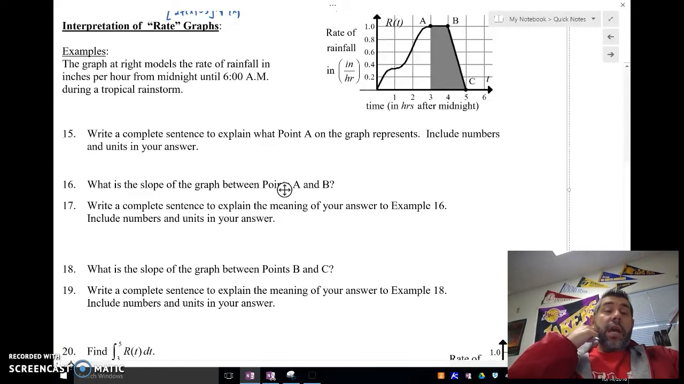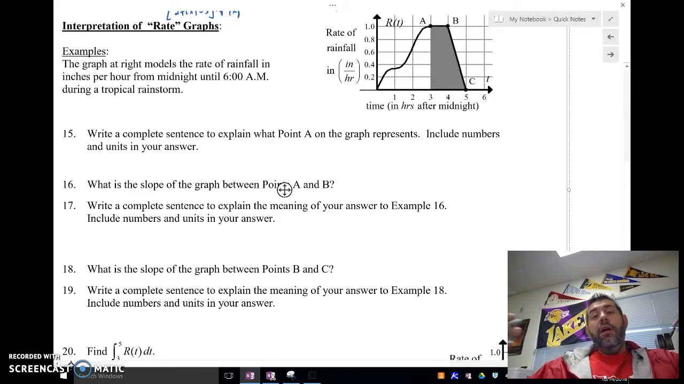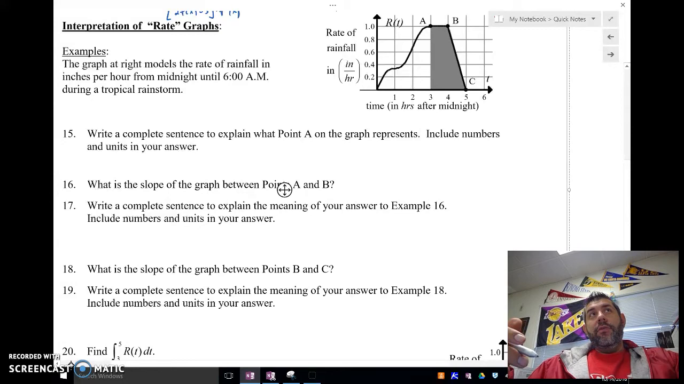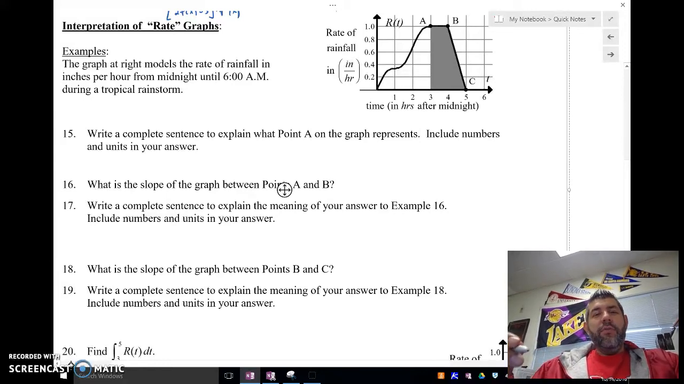So what I have right here is a graph of the rate at which rainfall comes down between midnight and 6 a.m. We have to remember that this graph is a rate graph, a graph of the rate of rainfall. Anything that's a rate is the derivative of the rainfall, so we're kind of talking about the derivative of rainfall. We'll keep that in the back of our mind as we go through some of these problems.